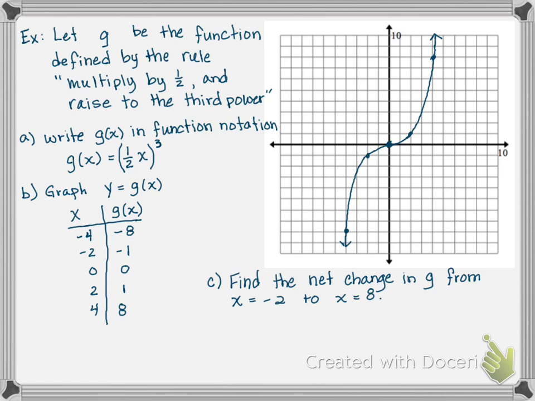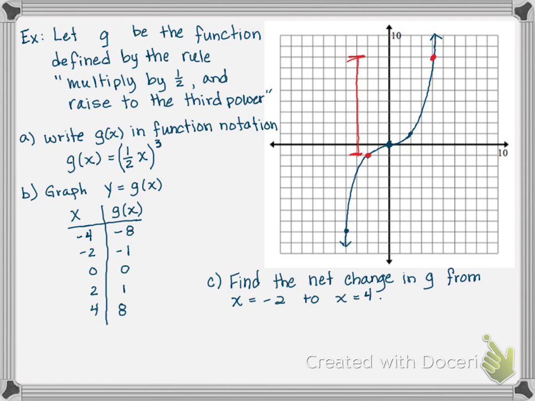So when we're asked to find the net change in G, we're looking for the change in the y values. So we're saying if x is -2, I'm down here. And if, I'm sorry, that's supposed to be a 4. Otherwise I couldn't put it on my graph. And if x is 4, I'm up here. And so when we ask for net change, we're saying when I move from the leftmost point to the rightmost point, what happens to my y value? So we're really just looking for this distance from here to here.